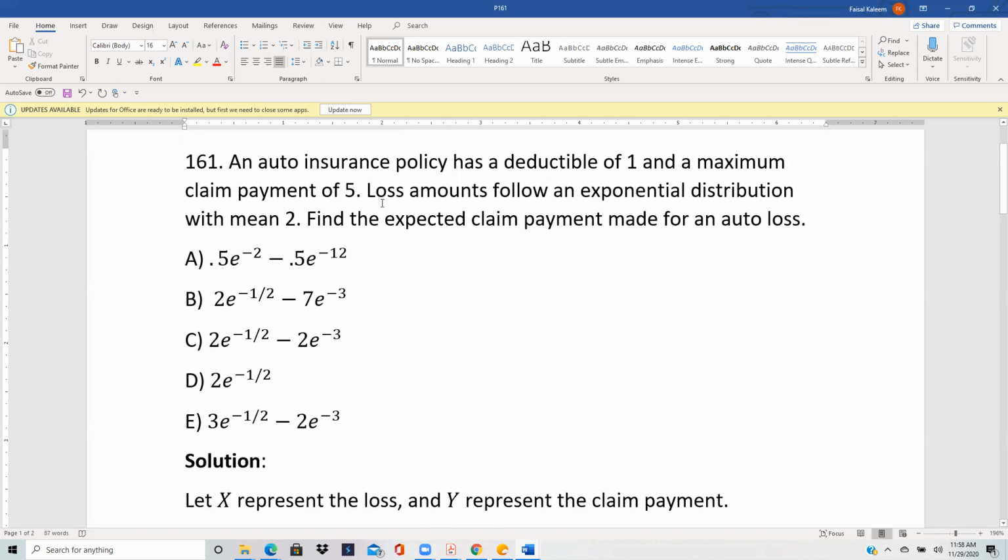An auto insurance policy has a deductible of 1 and a maximum claim payment of 5. Loss amounts are exponential with mean 2. Find the expected claim payment. Now let X be the loss and Y be the claim payment.